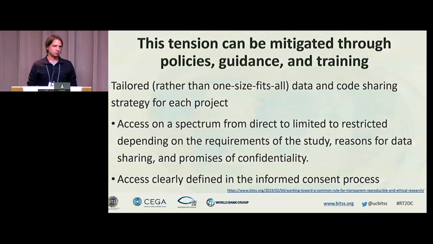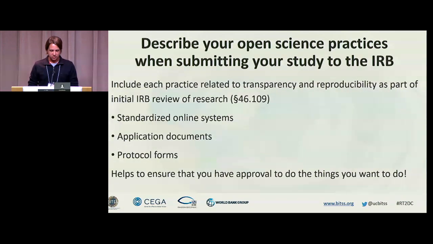So what can you do? First of all, describe your open science practices when submitting your study to the IRB. So one of the parts of these regulations are for IRBs to do an initial review of research. This is typically in some kind of standardized online system, application documents, and/or forms or templates to describe your study protocol. Include all of your practices in this so that if they approve it, data sharing, code sharing, whatever, who knows if the interpretation of these laws change over time, it's in there, it's approved, you're good to go.